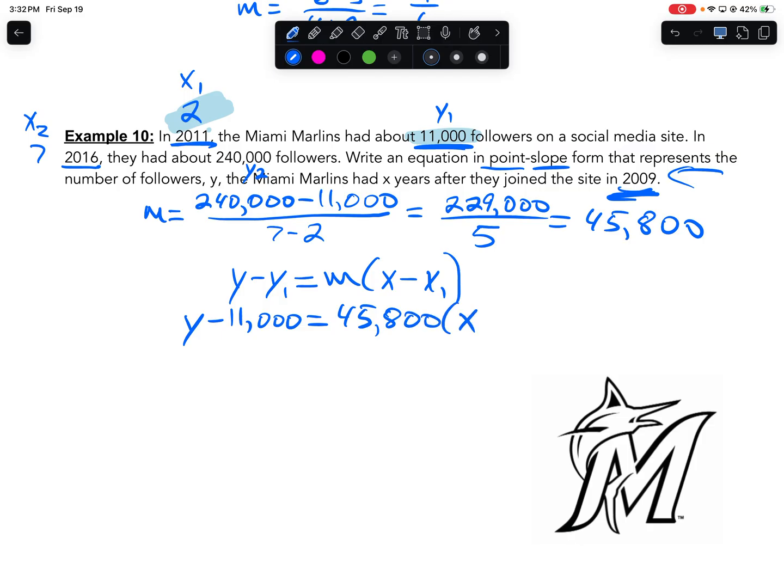And then this x right here, and this y, they always stay in the equation. Okay? So we're plugging in x1 and y1, not the x and the y. So x minus what? x minus 2. Okay, that's the equation in point slope form. Okay, we good? Any questions? All right, that's it.